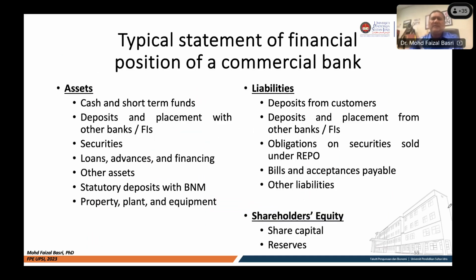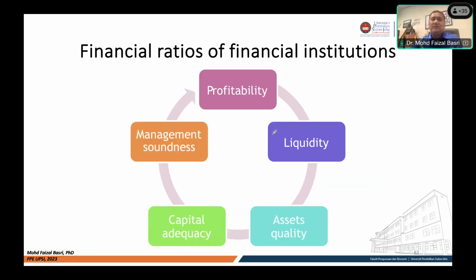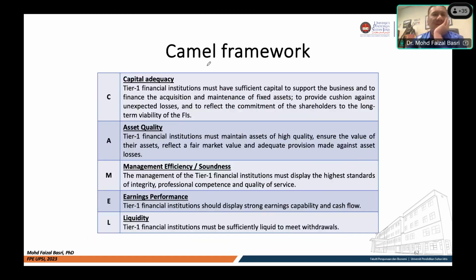Okay, this one I tak nak cerita again. Statement of financial position of a commercial bank I showed you in the previous topic, right? The net interest income, profit. So this is the income statement lah, right? So in the financial ratios, okay, kita ada discuss all of this ni tadi, okay, and we can simplify, okay, ataupun the framework yang kita guna pakai is known as Camel framework.